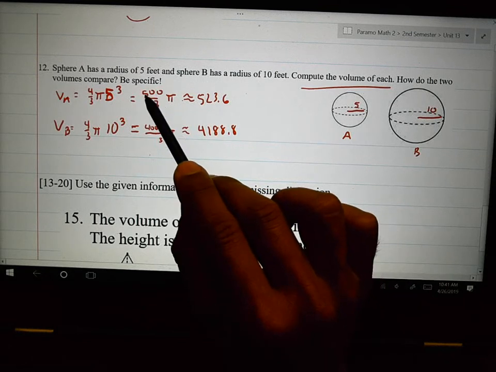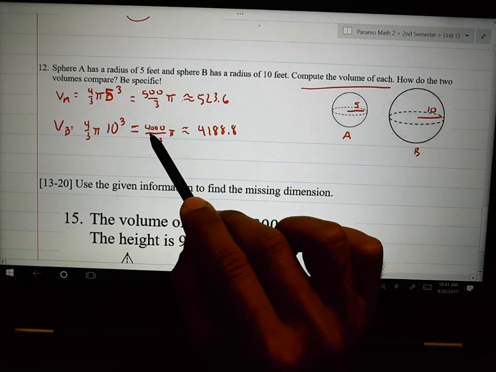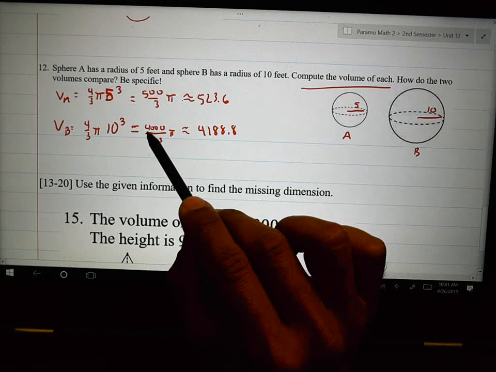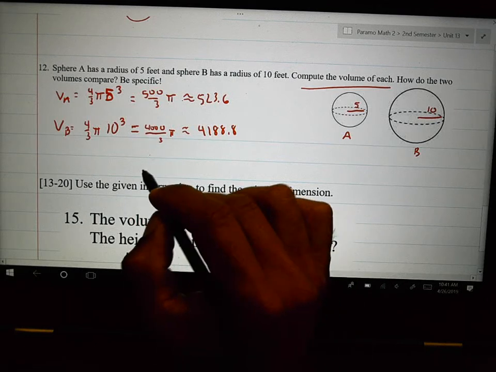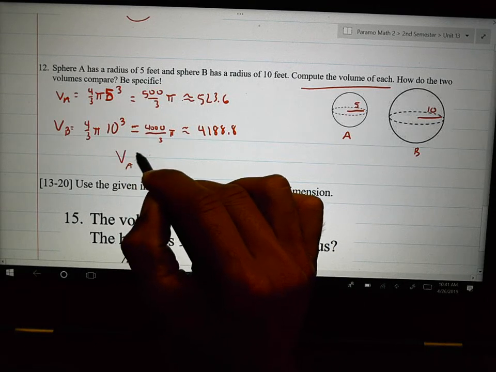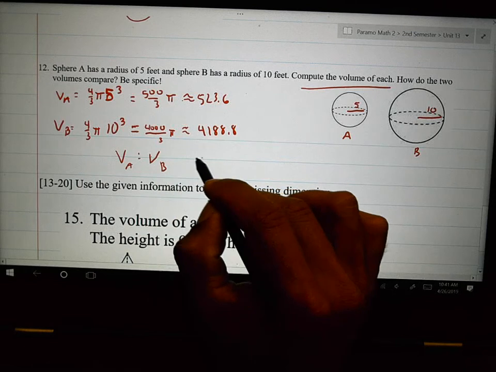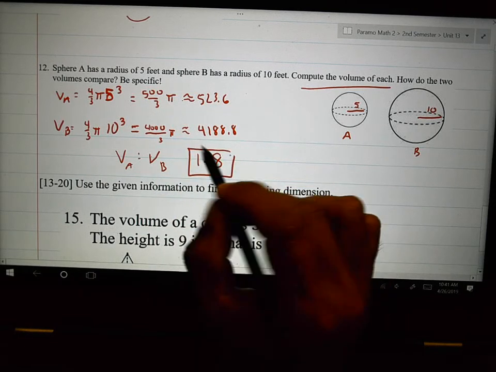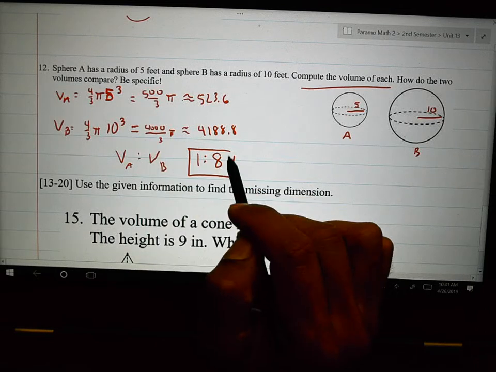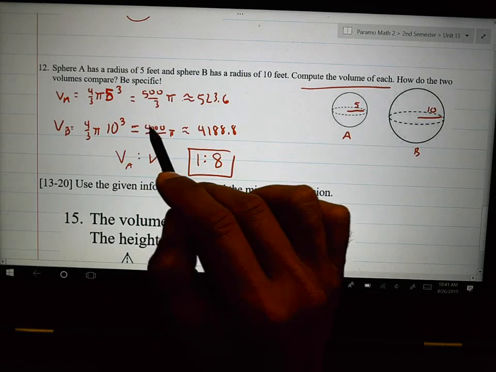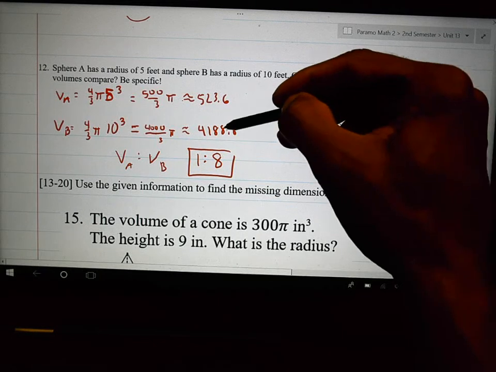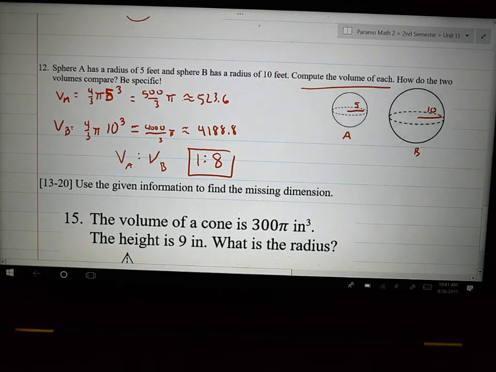What do I have to multiply the 500 by to get to the 4,000? I have to multiply this by a number to go from here to there. This is how much times bigger? Volume A compares to volume B 1 to 8. This is 8 times bigger. 500 times 8 would give you 4,000. If I take this and divide it by that, it would give me 8 or something really, really close to 8.